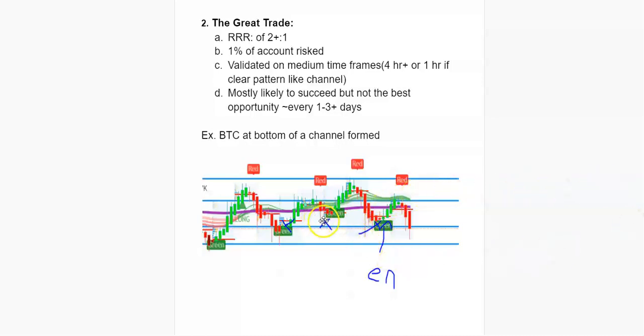And maybe in the second one too, if it bounces down here, barely touches it, goes up, that's a very strong case, and it has a higher high, you could input a little bit there too.